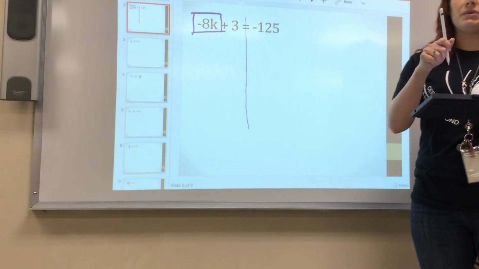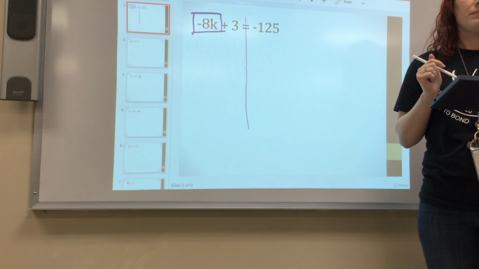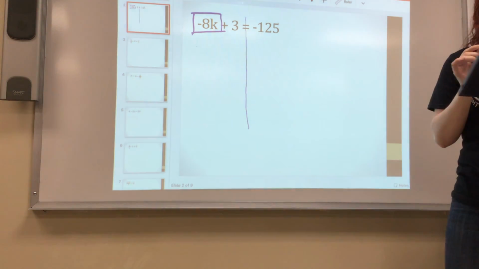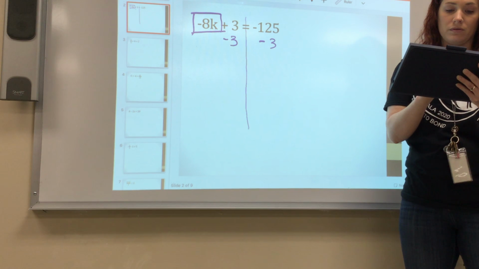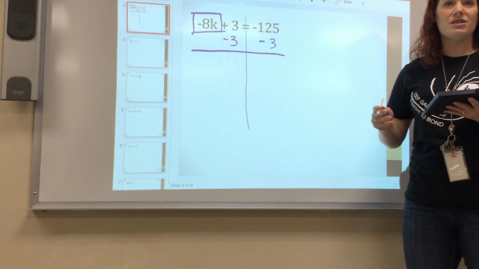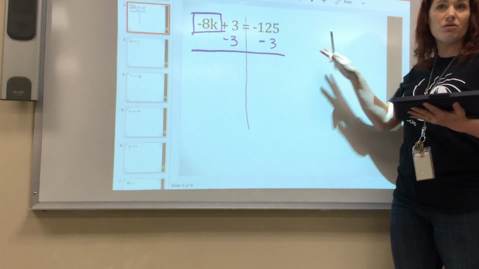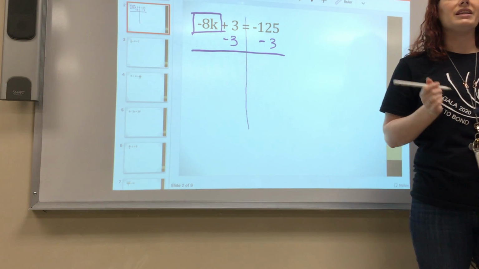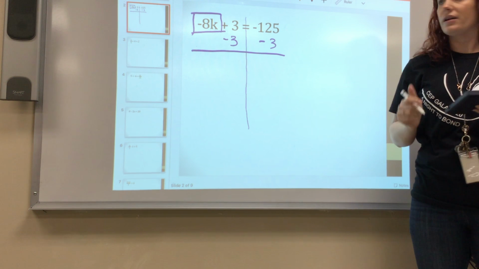Good. Somebody else, why did he say subtract 3? Sam? Because addition is the opposite of subtraction. Good. They're inverse operations. So inverse of addition is subtraction. And it does need to be organized like this. So minus 3, minus 3. The line isn't 100% necessary, but it does really help with your organization, so you can tell what steps you're working on.